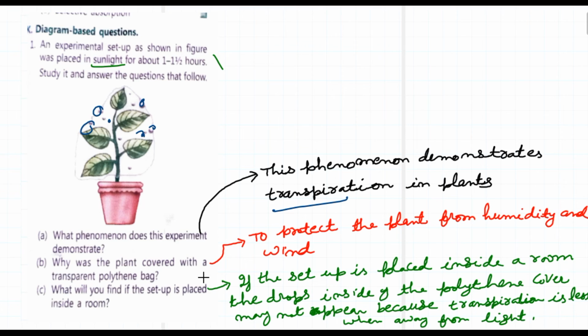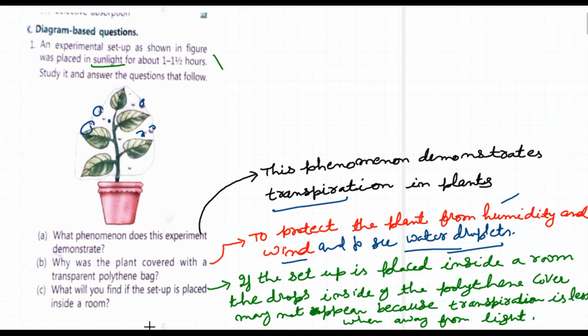Why was the plant covered with a transparent polythene bag? To protect the plant from humidity and wind, and to see water droplets. Due to humidity and wind, we could not see the process of transpiration well, so it was covered with a transparent polythene bag, so that we can see water droplets also.